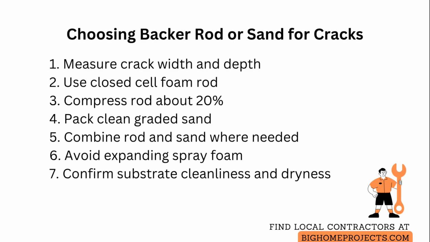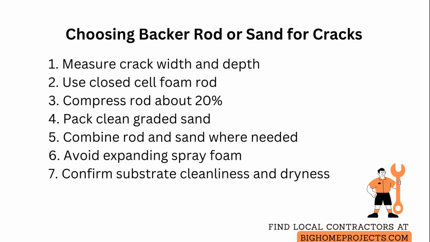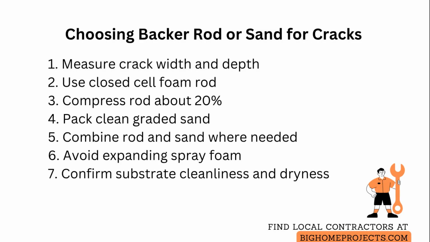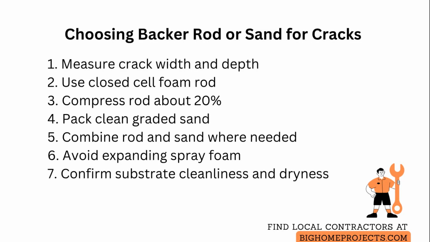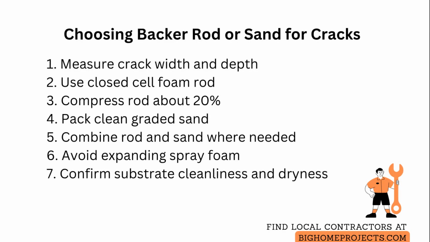For joints that change width along their length, combine both techniques, inserting backer rod where width permits and packing sand in tighter sections, making sure the sealant bond line remains at the correct depth relative to the substrate. Avoid using expanding spray foams in joints expected to move because they can adhere to multiple surfaces and restrict sealant movement, and always confirm substrate cleanliness and dryness before placing any backing.